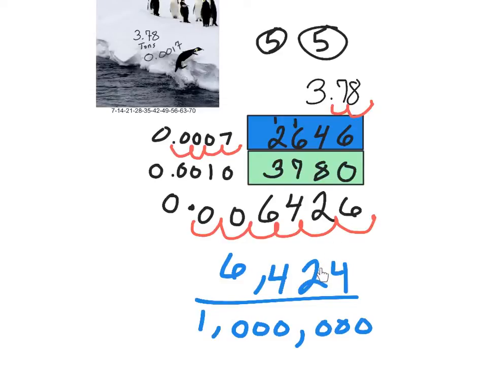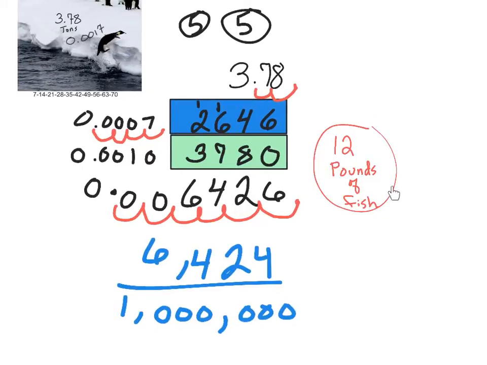But that is talking about tons of fish, right? So how much is that actually per day? Because this is only a portion of a ton. And remember, a ton is huge. A ton is 2,000 pounds. That's a lot of fish, right? But this is only a portion of that. And this actually ends up being exactly 12 pounds of fish each day that our good friend Peyton Penguin is eating.